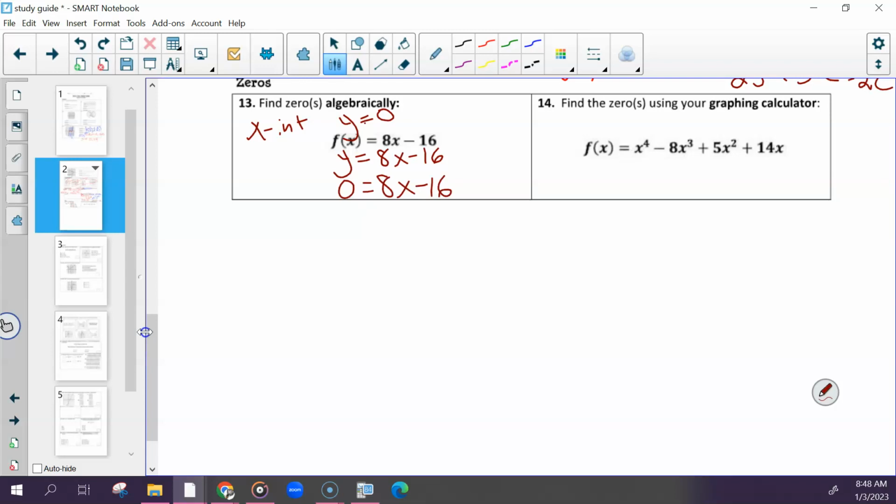Add 16 on both sides. And divide both sides by 8. But we have to write our final x-intercept as an ordered pair. It would be 2, 0.